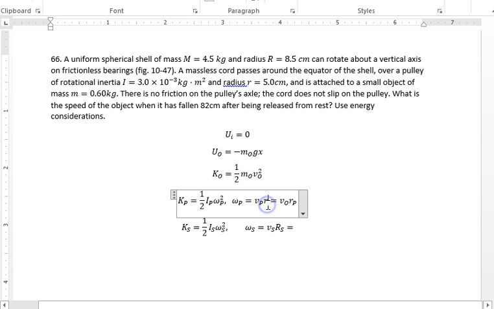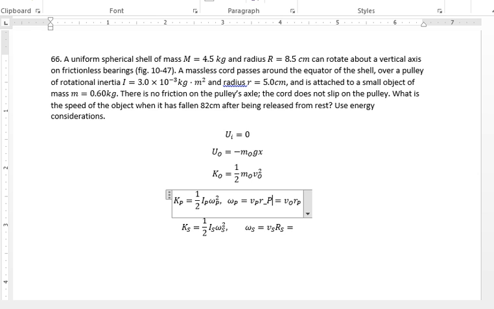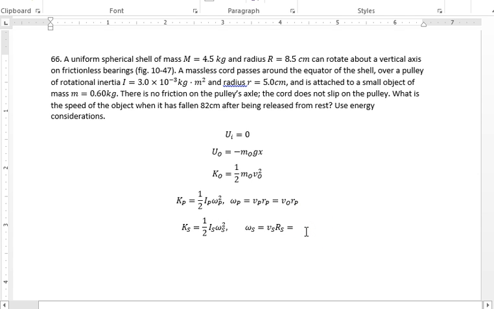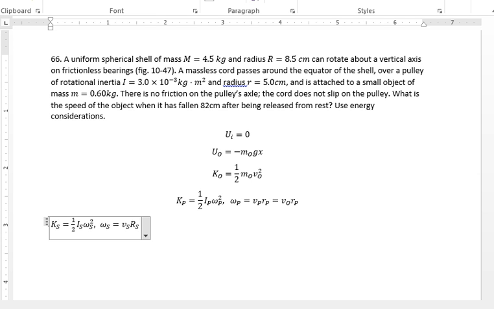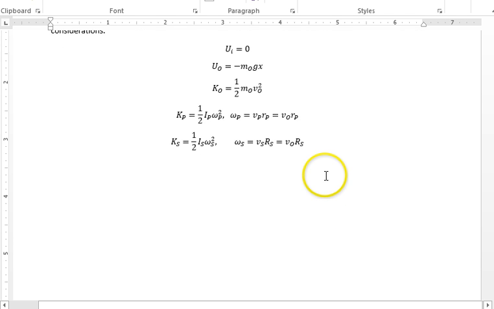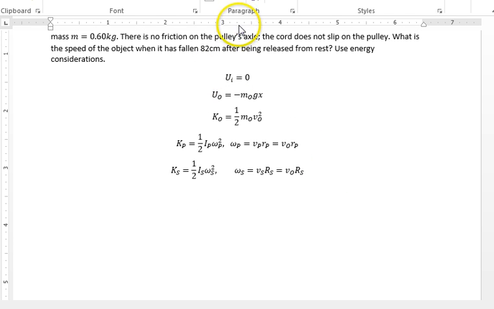Again, the cord is not slipping. So the tangential velocity of the outside of the sphere is again the same as the velocity of the object, and omega of the sphere is that velocity over the radius of the sphere. Okay, so the initial energy starts out at 0.